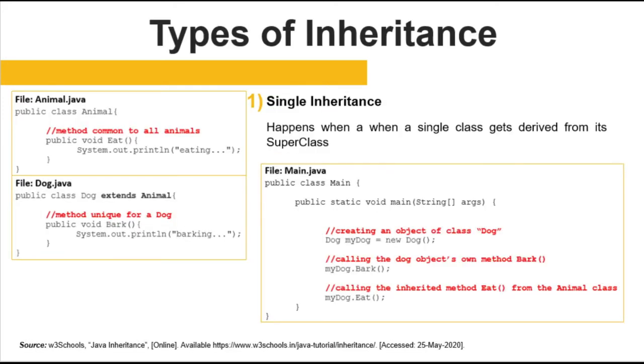Types of inheritance. Single inheritance happens when a single class gets derived from its superclass, wherein Class A is the superclass and Class B gets derived from that superclass. In the example given, the Dog class inherits the Animal class, so there is single inheritance.